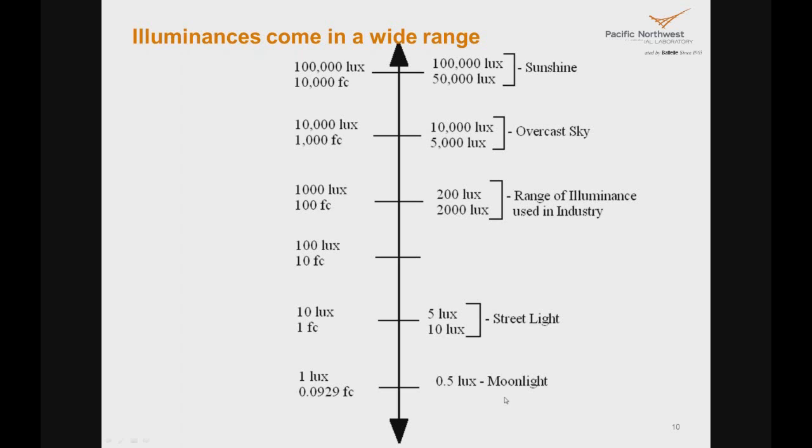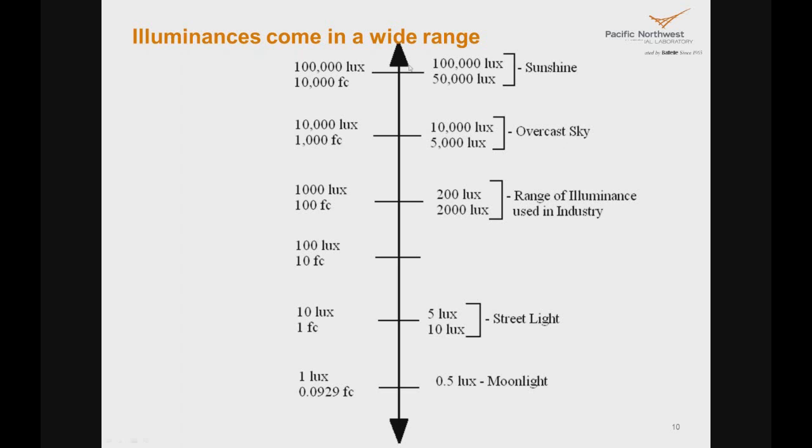So we start at the bottom here with moonlight, which is 0.5 lux, and we can go all the way up to 100,000 lux, which is bright sunshine outdoors. And in the intermediate range, we have all these different levels. So 5 to 10 lux is about what you get from street lights. 200 lux to 2000 lux is the range of illuminances recommended for office buildings, for schools, for the industries, and so on. 10,000 lux is about what you would see under an overcast sky.